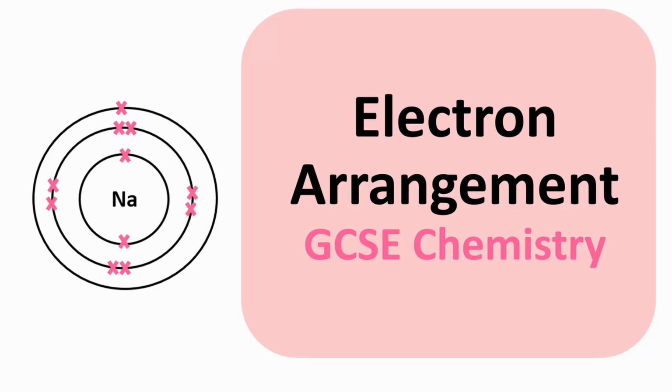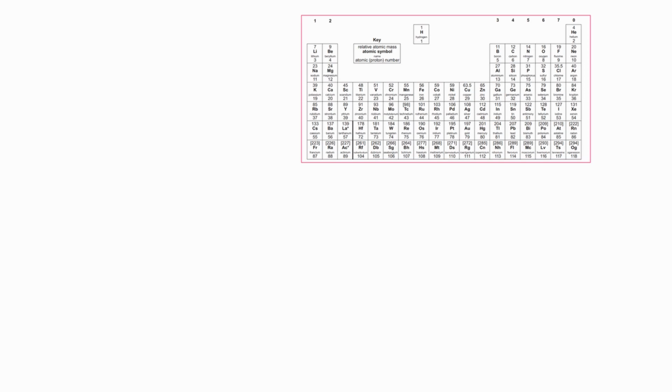In this video we'll be talking about electron arrangement, so how electrons are arranged inside of an atom. Before getting into this topic though, you need to know how to find out the number of electrons. So all of the elements are listed in the periodic table, and in each of those boxes you're given information about those elements. You can use those numbers to find out the number of electrons.